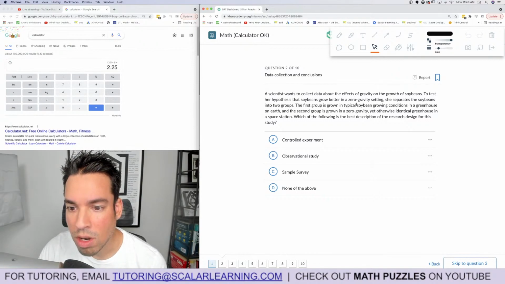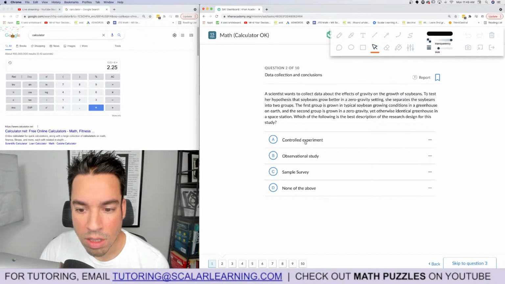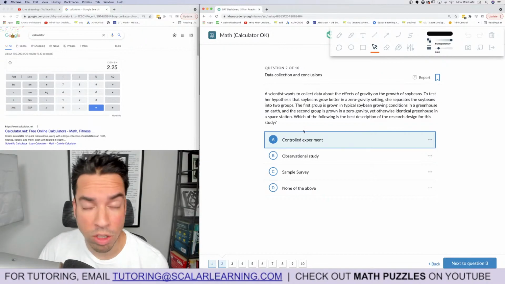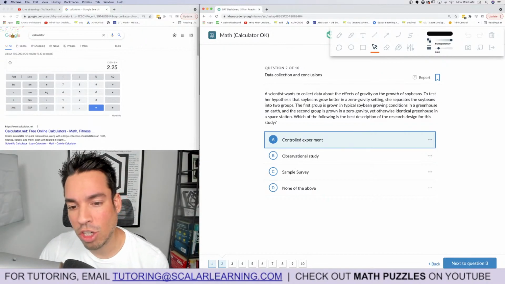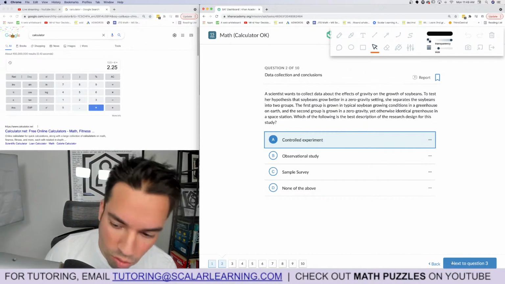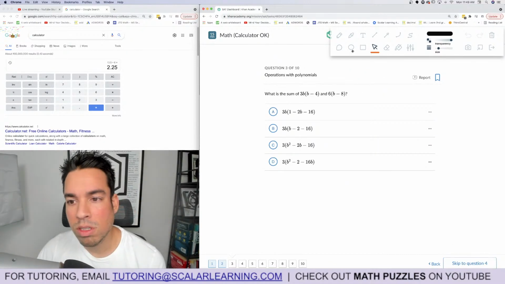Next, a scientist wants to collect data about the effects of gravity on the growth of soybeans. She tests the hypothesis that soybeans grow differently in zero gravity. She separates soybeans into two groups. The first group is in typical soybean conditions in a greenhouse, and the second group is in a zero gravity, yet otherwise identical greenhouse. Which of the following best describes the research design? Okay, so what type of thing is this? This is a controlled experiment because you have the control group where nothing is changed, or it's pretty normal settings, and then the one where you apply the zero gravity. Boom, done.